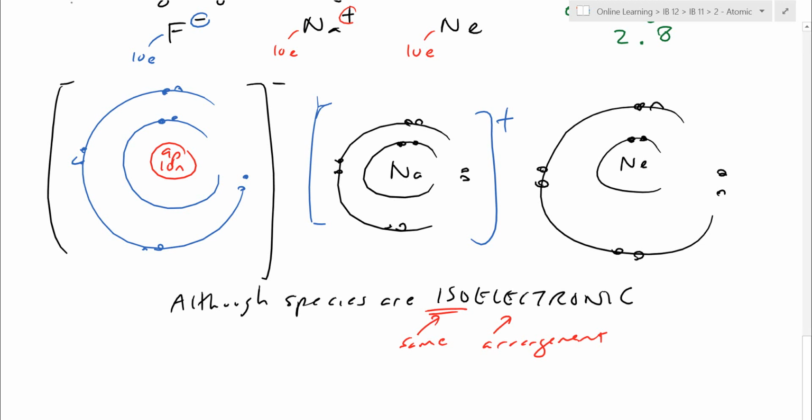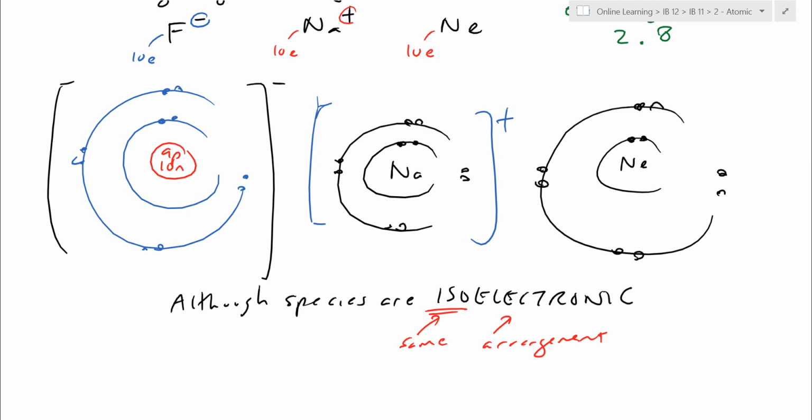But just because I have 2 shells, I look alike, doesn't necessarily mean my size has to be the same. As I've tried to roughly draw for you here, I can have 2 shells and I can be yay big. I can have 2 shells and I can be tinier. Even though the electrons are occupying 2 and 8, my shells can still be different distances.